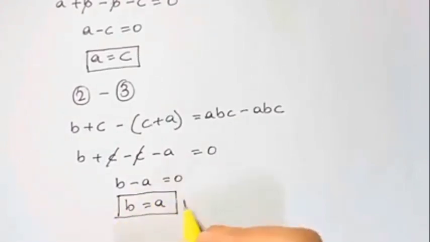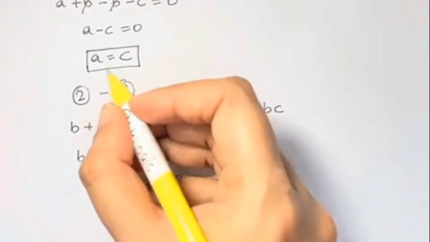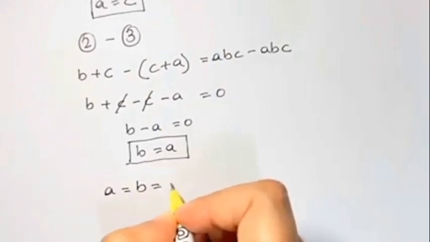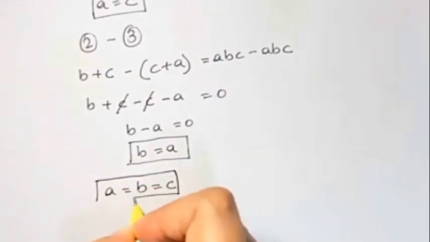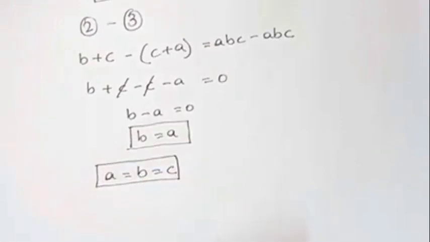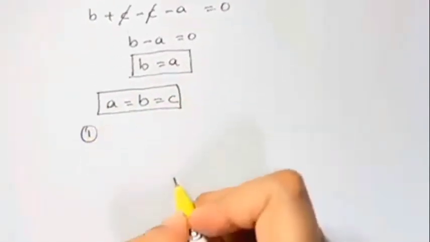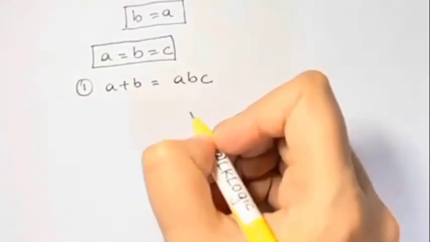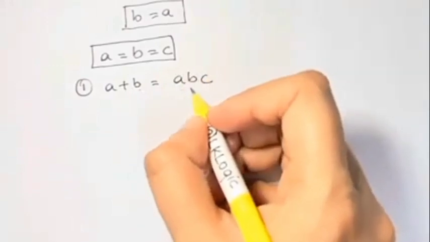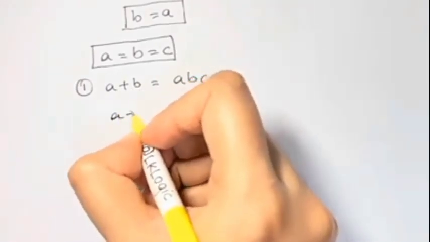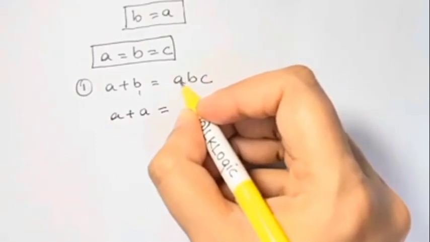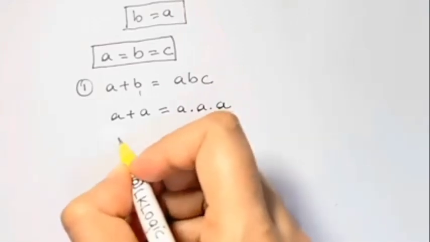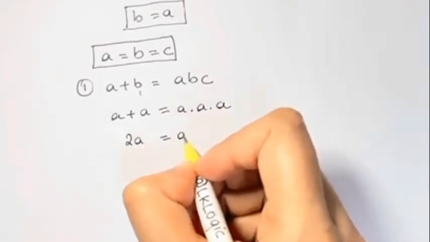So here you can see that a is equal to b, a is also equal to c. Hence we can say that a is equal to b is equal to c. All the three values are same. Now from equation 1, what was our equation 1? a + b is equal to abc. Now let's substitute the other values as a: a + a, b is a, and here we have a times a times a, since c is also a. So here I have 2a is equal to a cube.